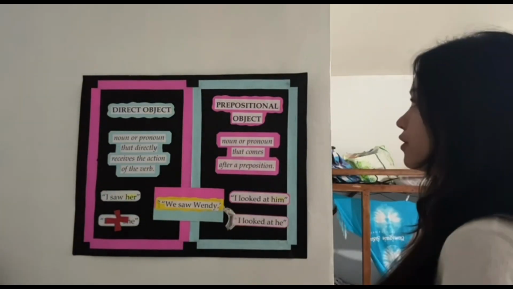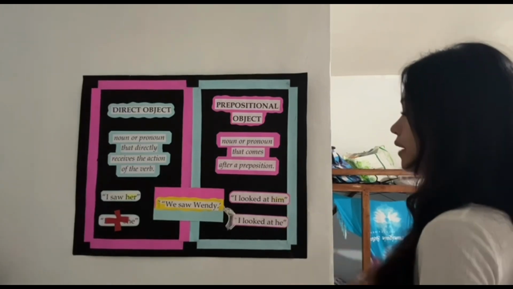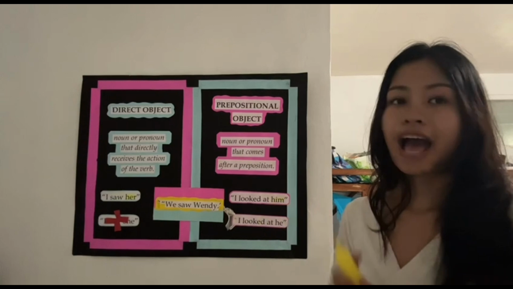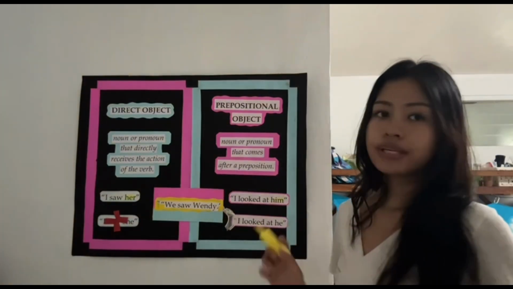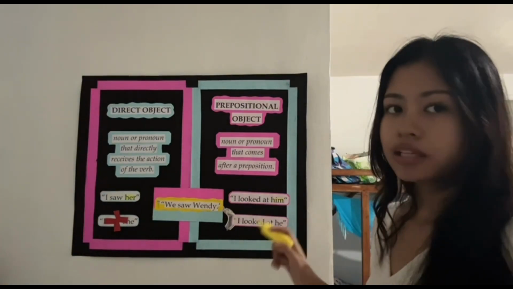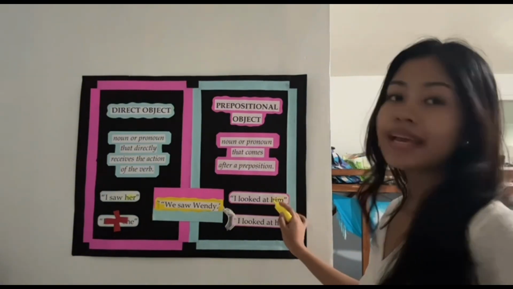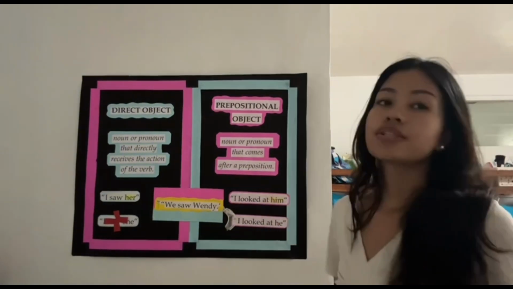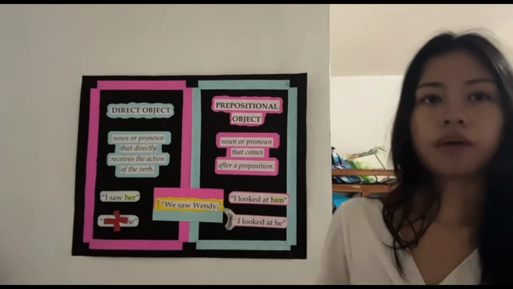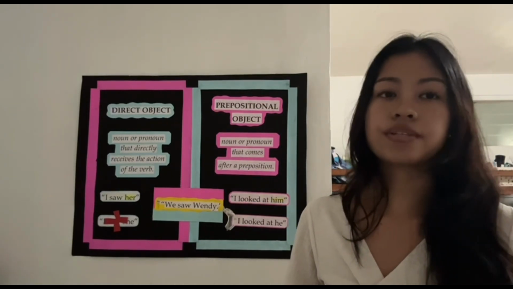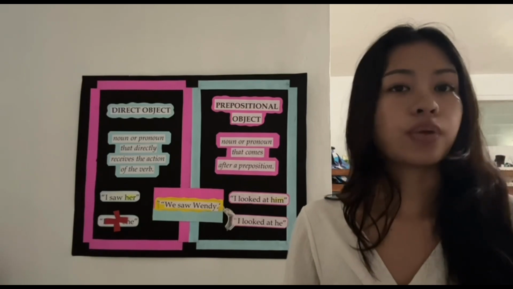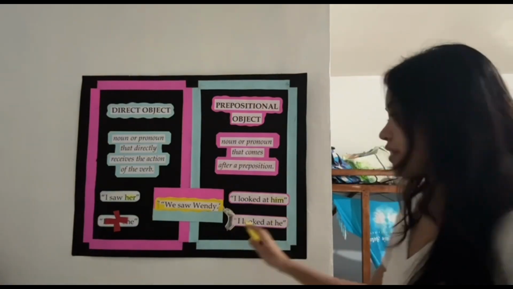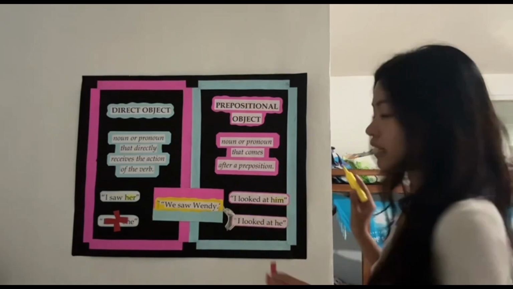Now let's move on to a prepositional object. By definition, a prepositional object is a noun or pronoun that comes after a preposition. For example, the sentence, I looked at him. The word him here is the object of the preposition at. Just like direct objects, prepositional objects also use the accusative case in pronouns. That's why we say at him instead of at he. So this sentence, I looked at he, is incorrect.